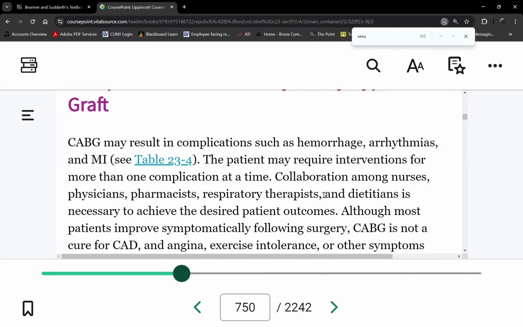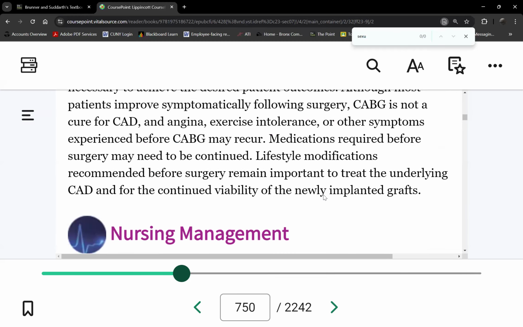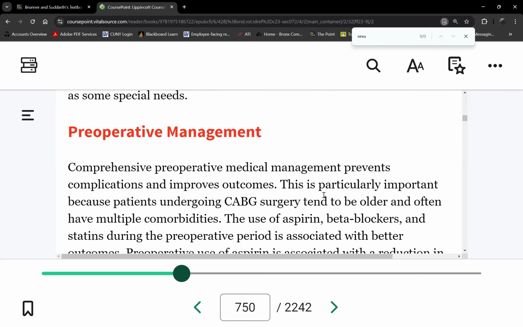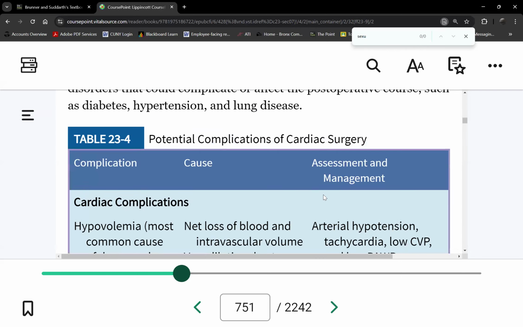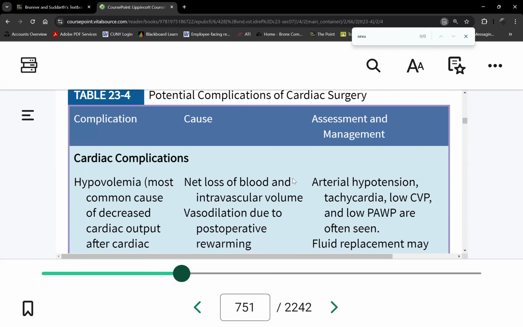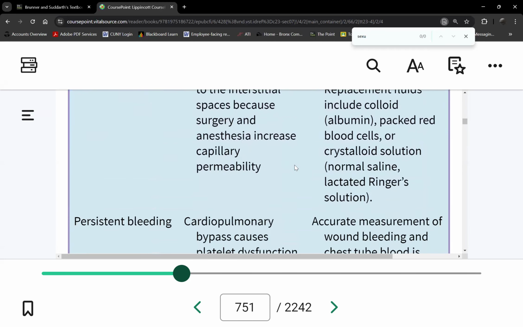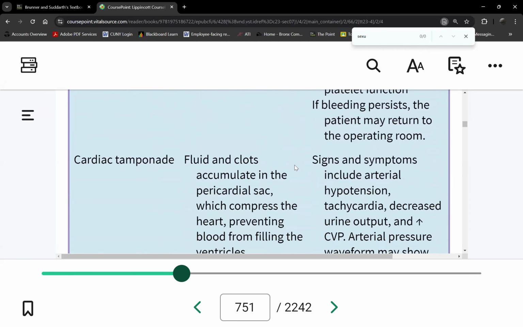Let's go to your post-op responsibilities, and here are the complications you should watch out for after surgery. This is part of your post-op care. So watch for blood loss. Again, AKI will be listed here.